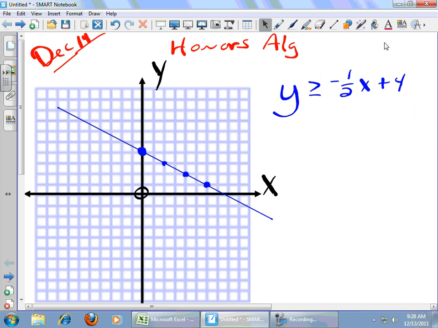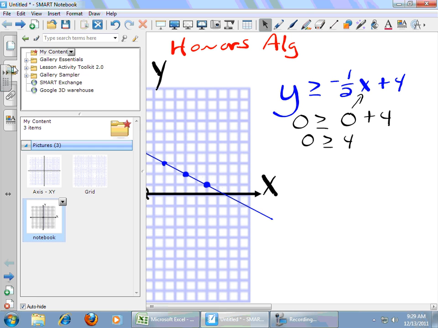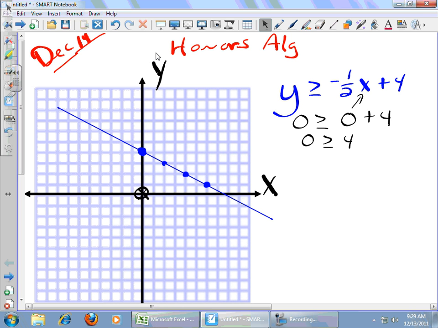Now remember, because it is an inequality, I need to determine where to shade. So I'll plug in a test point, say 0, 0. I put 0 is greater than or equal to 0 plus 4. I plug 0 in for x, negative 1/2 times 0 is 0. So I get 0 is greater than or equal to 4. Is that true? Is 0 greater than 4? Absolutely not.